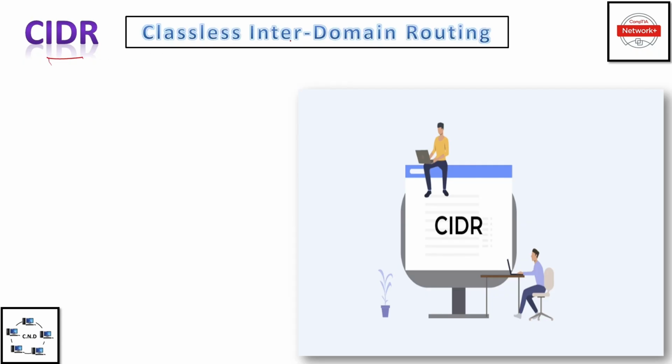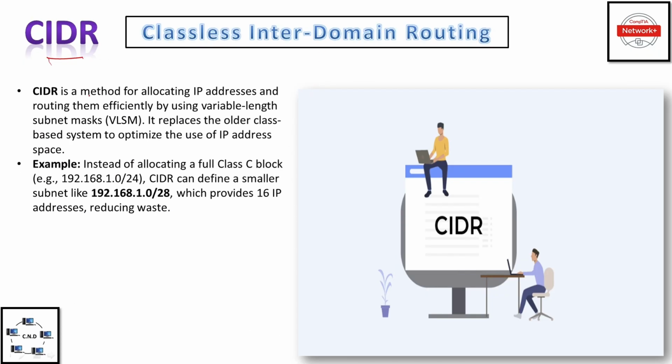CIDR, that is classless inter-domain routing. CIDR is a method for allocating IP addresses and routing them efficiently by using variable length subnet mask, that is VLSM. It replaces the older class-based system to optimize the use of IP address space. For example, instead of allocating a full class C block, that is 192.168.1.0/24, CIDR can define a smaller subnet like 192.168.1.0/28, which provides 16 IP addresses, reducing waste.